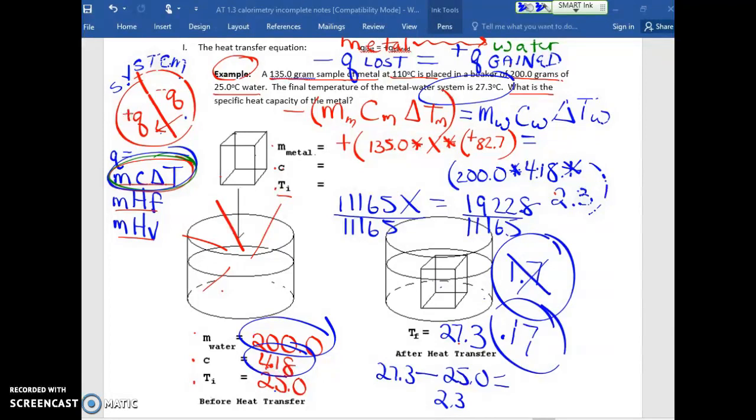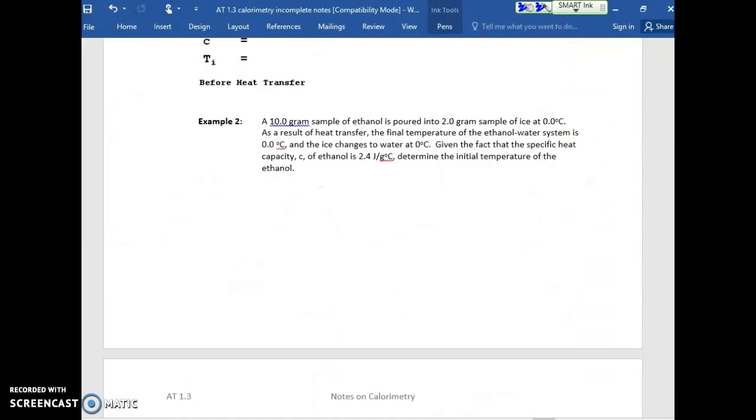Good Sir Goodstein just pointed out a mistake that I made. This should have been 1922.8, and so it's not 1.7, it's 0.17 joules per gram degree Celsius, which is an appropriate specific heat for a metal. We're back.